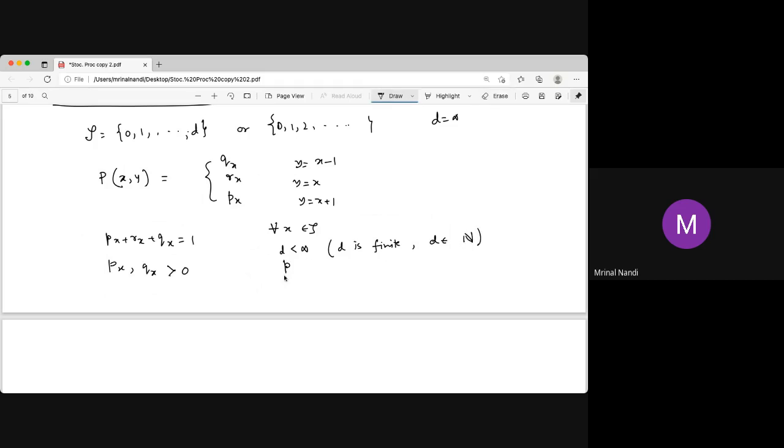Now pd is 0. That means d is the stop; you can't go beyond that. You don't have any d plus 1. So at d there is no new birth. And if d is infinite, then q0 is 0, but pd may not be 0. So this is called the birth and death chain.